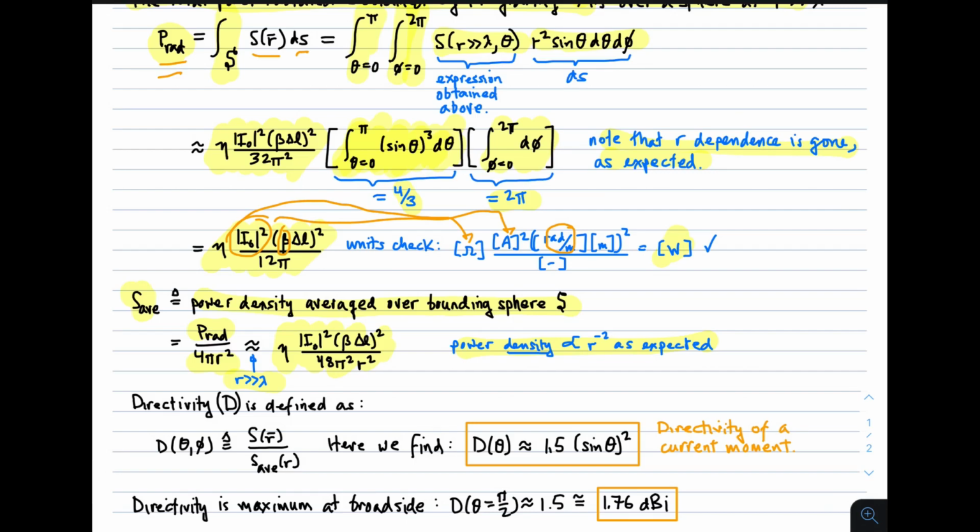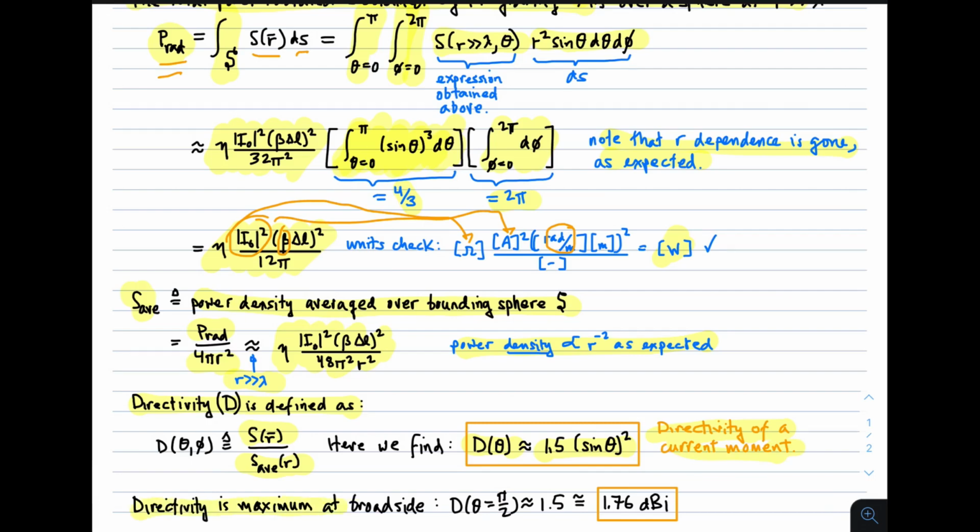So finally we get to the point. The directivity of anything is defined as the power density in a specified direction divided by the power density averaged over all possible directions. And we have now worked those two things out. We simply divide the results, and we find that the directivity depends only on theta, not on phi, and is given by 1.5 times sine squared theta. This is the directivity of the current moment.